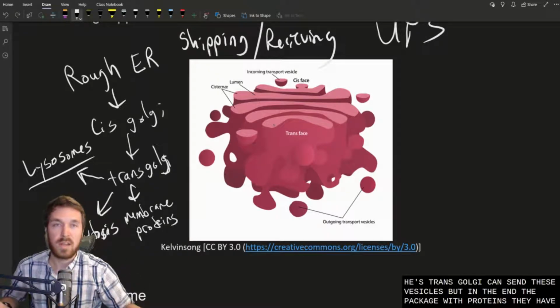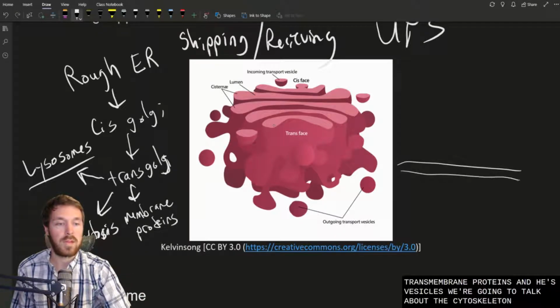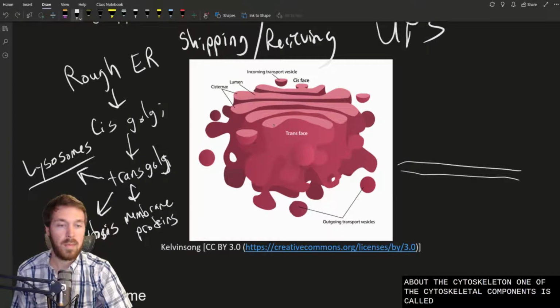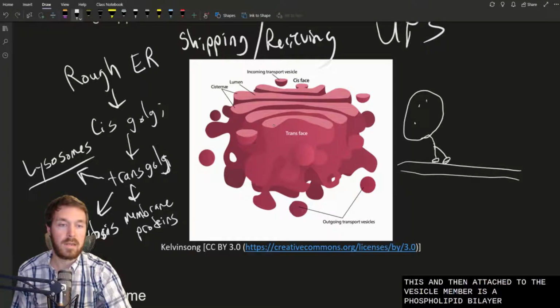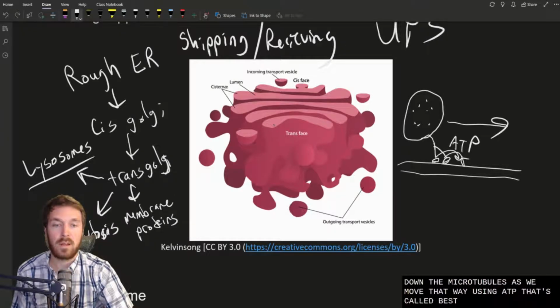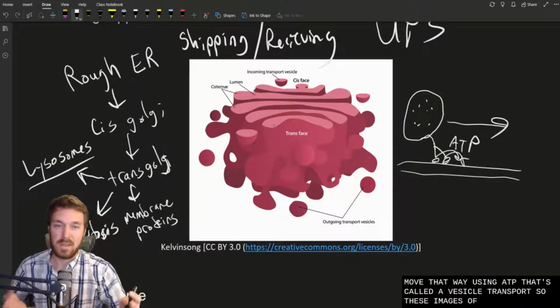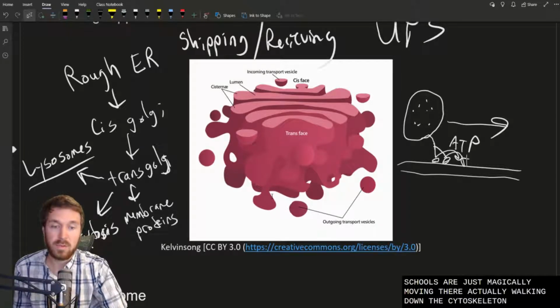They have transmembrane proteins, and for these vesicles, we're going to talk about the cytoskeleton. One of the cytoskeletal components is called a microtubule. There are these little motor proteins, and they sit like this and then attach to the vesicle. Remember, it's a phospholipid bilayer, and inside here we have all these proteins. So this actually walks down the microtubules as we move that way using ATP. That's called vesicle transport. So when we look at these images, it looks like these little balls of vesicles are just magically moving. They're actually walking down the cytoskeleton, which we'll get to soon.